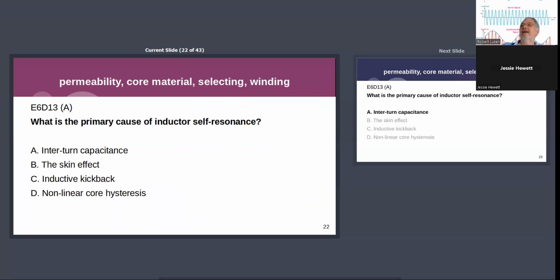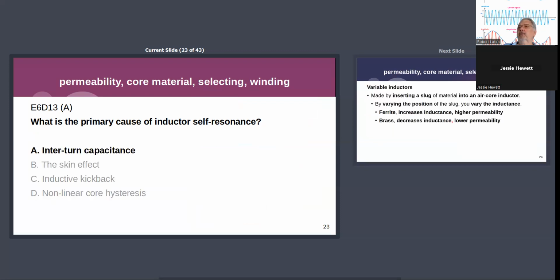Exactly. So what's the primary cause of inductor self-resonance? Capacitance. Interturn capacitance.